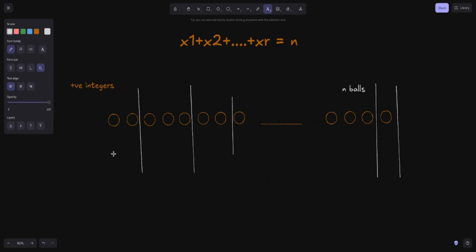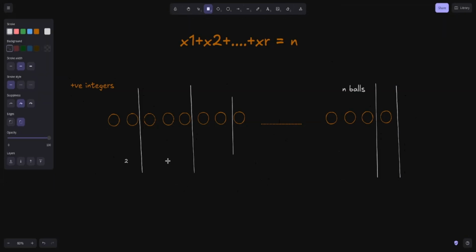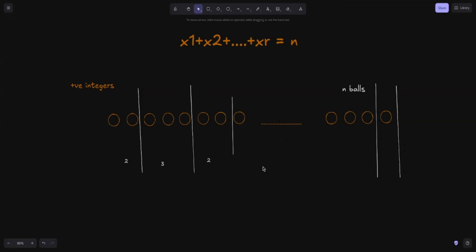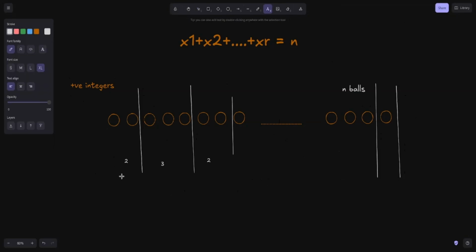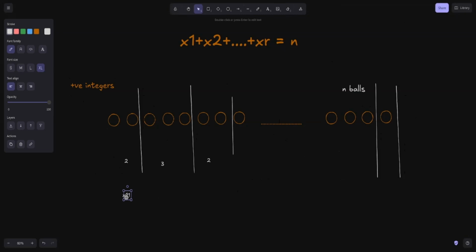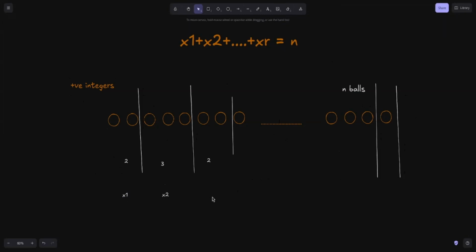Simple logic. So here how many balls are there? 2. And here how many balls will be there? 3. And here how many balls will be there? 2. And so on, we'll keep on doing it. So this one is my x1. Do you understand this analogy? This is the analogy we are making here. x2 and so on, on the left side.